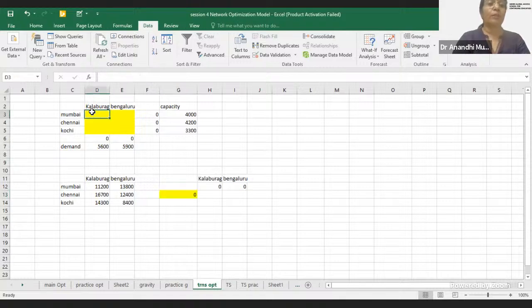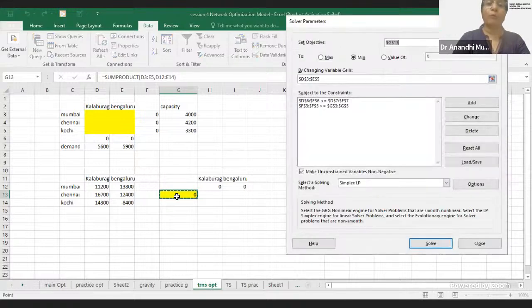So your sum product of D3 to E5 with the cost, both put together, is going to be the objective function, D12 to E14. Right, click Solver. Fine. So this is where I wanted the objective function. Where I want to change the variables is between D3 and E5. Okay, but I have a constraint here. The demand must be met, but I can have excess capacity. That's what I have fed as a constraint.